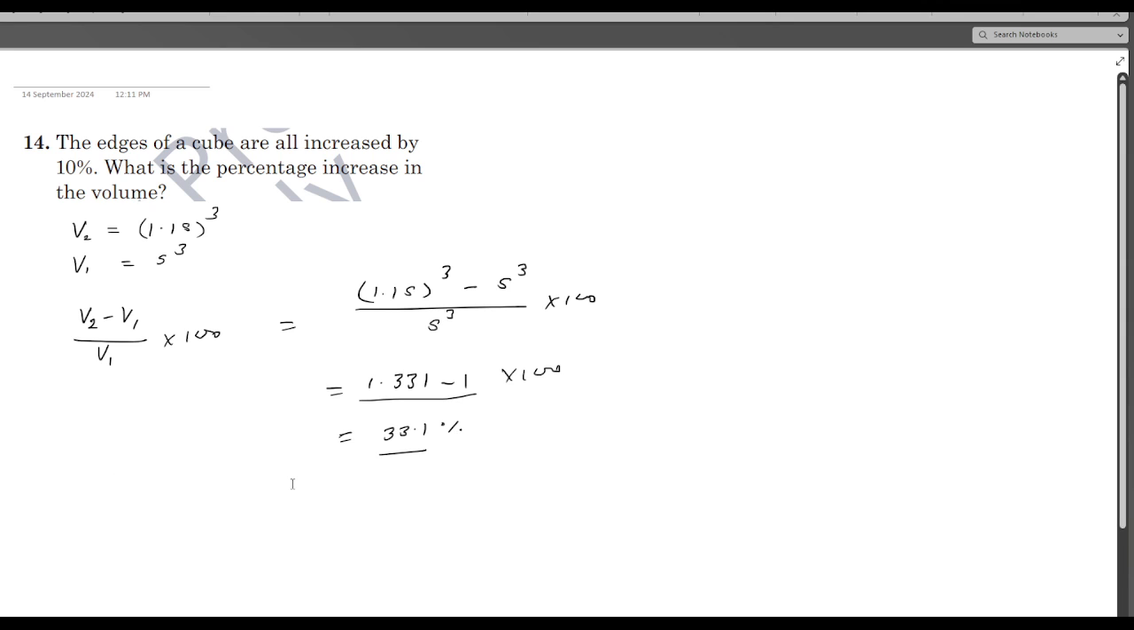So this is all your revision exercise, revision exercise 3. The problems here include your map scale, your profit and loss percentages, your ratio, and conversion from one unit to another unit, like from kilometer per hour to meter per second, and also conversion of one currency into some other currency.